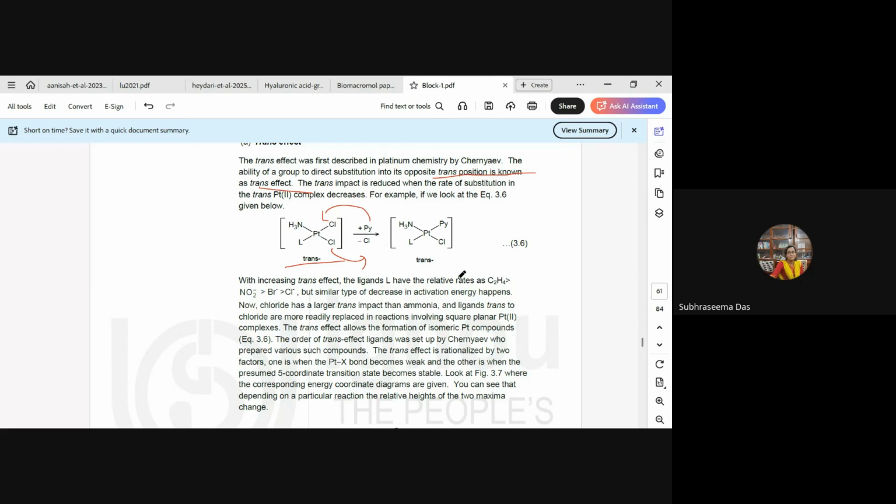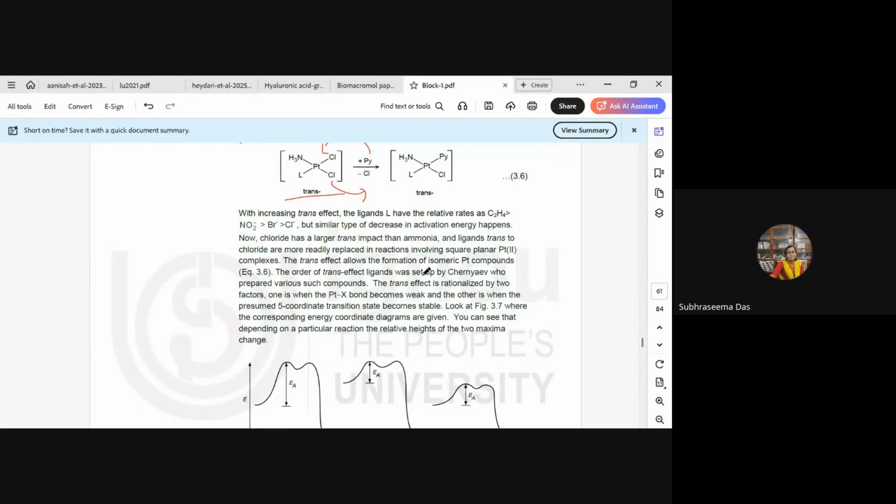So with increasing trans effect, the ligands have the relative rates as C2H4 greater than NO2 minus, bromide minus, which is greater than Cl minus. But a similar type of decrease in activation energy also happens. So we know that chloride has a larger trans effect than ammonia, and ligands trans to chloride are more readily replaced in reactions involving particularly Pt2 complexes. And we know that platinum 2 plus complexes are mostly square planar in nature. So the trans effect allows the formation of isomeric platinum compounds.